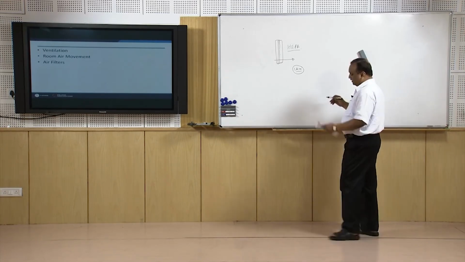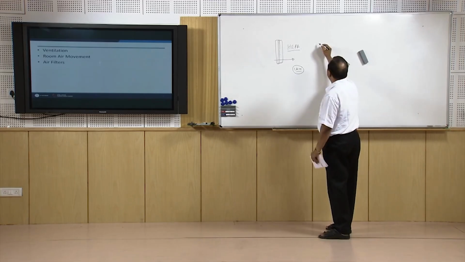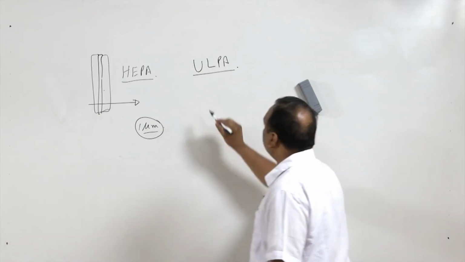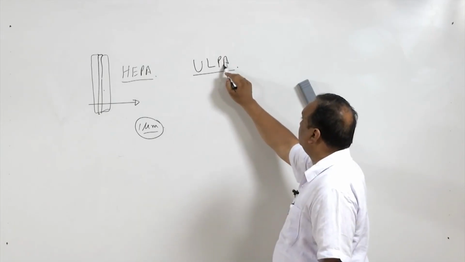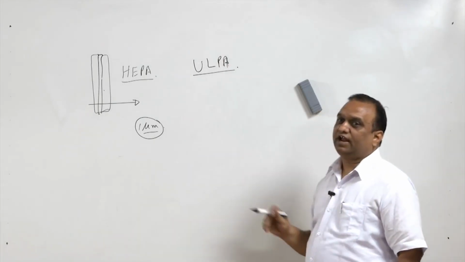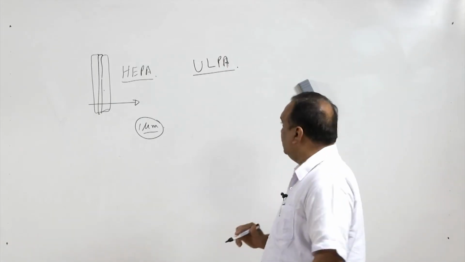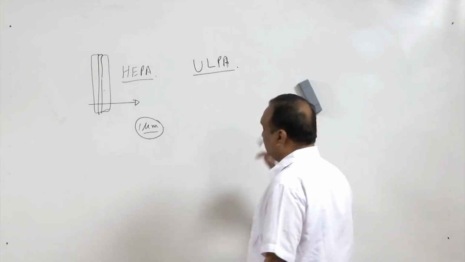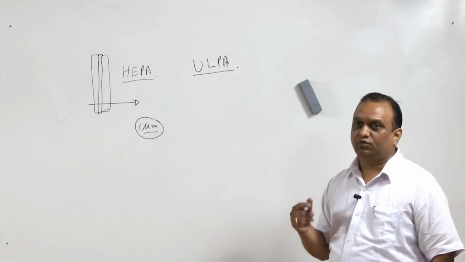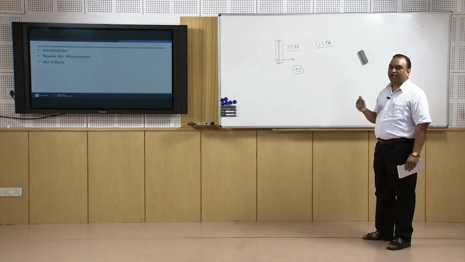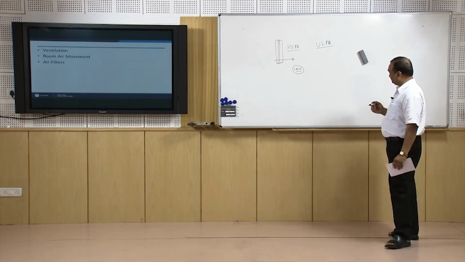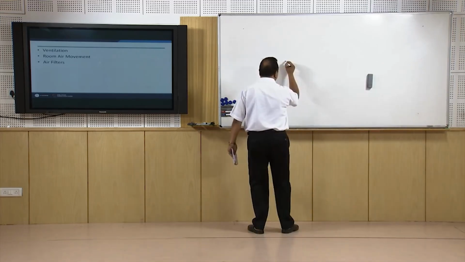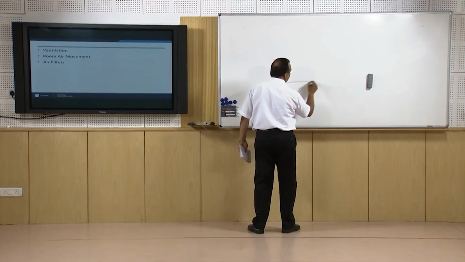Now, another type of filter used is ULPA, ultra low particulate air filters. So, these filters are high end filters, and they are proposed to be used in healthcare units. In a surgical room, a high air exchange rate has to be maintained.